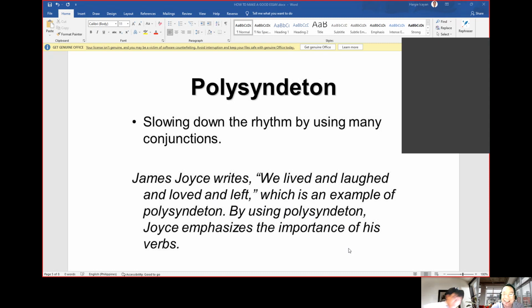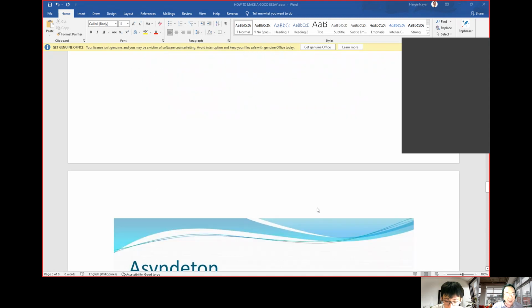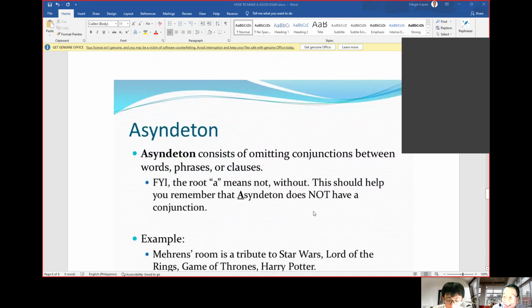So it has the slowing down of the rhythm by using the conjunction "and." Reading it, you have to slow down by using polysyndeton. Okay, so that is it. Now, this one is the fifth one, polysyndeton. Next, if we have polysyndeton, we also have asyndeton.